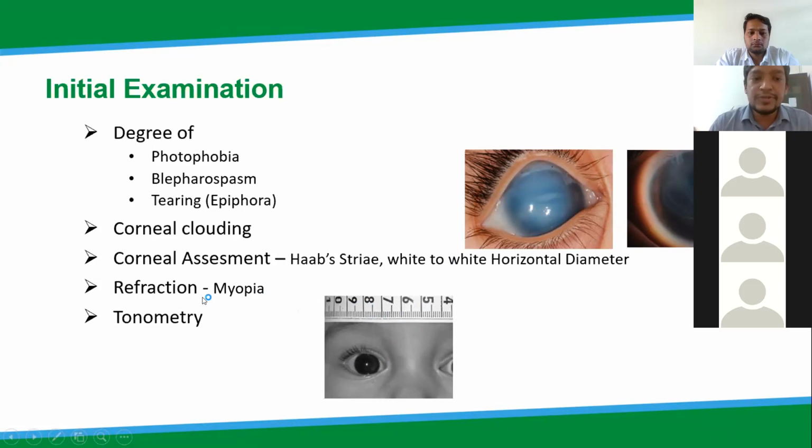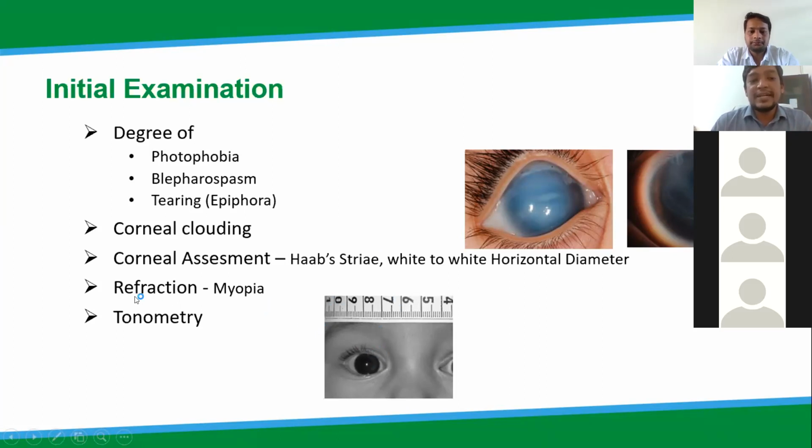We need to do refraction, and mostly we get myopia in refraction. Why do we need to do refraction? Because sometimes these patients, especially in juvenile glaucoma, where the child is more than 3 years of age and has glaucoma, we are not doing surgical management, and the cornea is also clear. So we need to do refraction also because they are undergoing medical treatment.